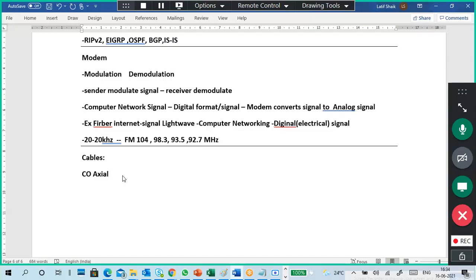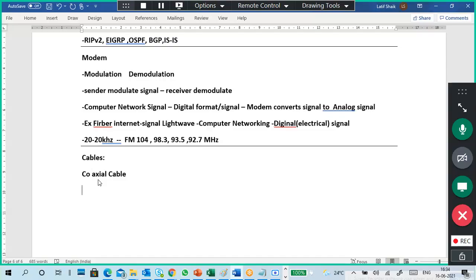Coaxial cable. Okay, so that is about your coaxial cable. The distance is good. Coaxial cable distance is good compared to the normal one currently used, which gives you 800 meters without much attenuation.